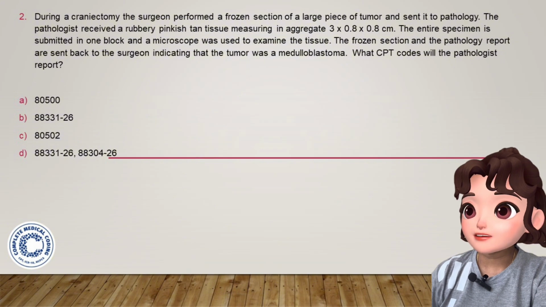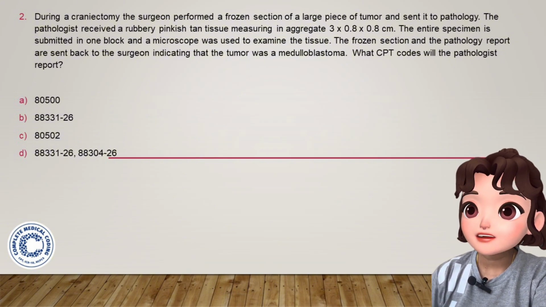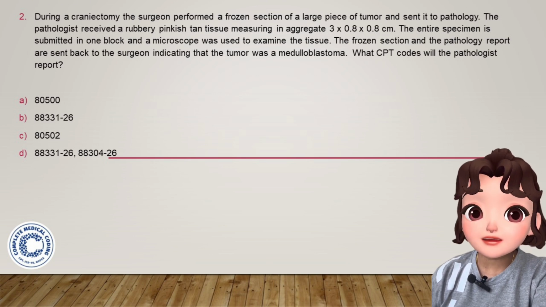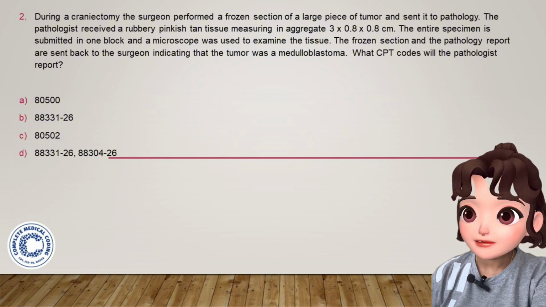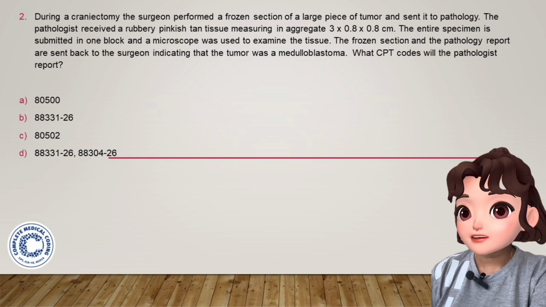And then it is sent to the pathology for the reporting. The surgeon itself is taking the sample, and then it's sent to the pathologist. And who is doing the procedure? The pathologist itself is doing the procedure. So we will append the modifier 26. So this will be the answer.